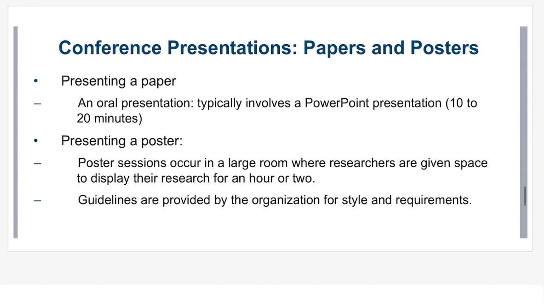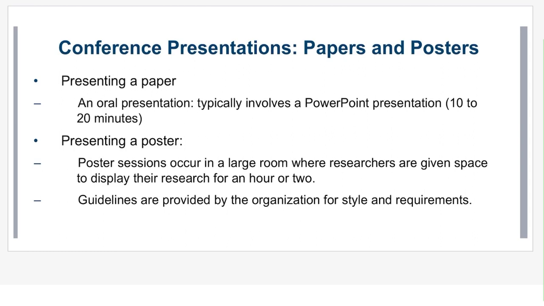There's also conference presentations, which is different than submitting a research report for publication. This is where you would go and present an oral presentation of your paper or a poster of your research. The oral presentation, usually 10 to 20 minutes. It usually is like some kind of PowerPoint presentation that summarizes your manuscript. It has a summary of each of the parts of your manuscript in your study.